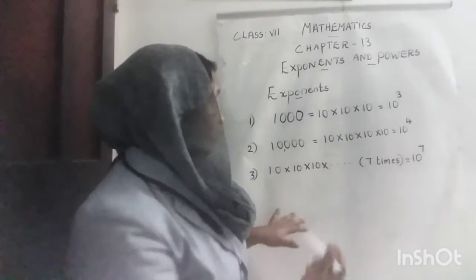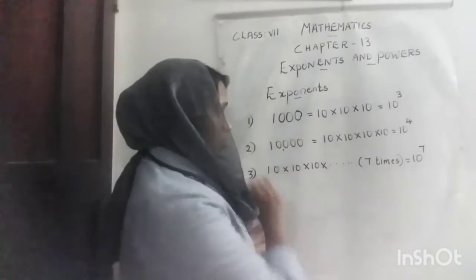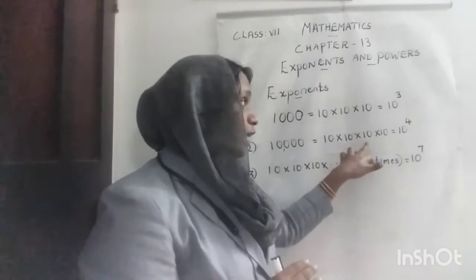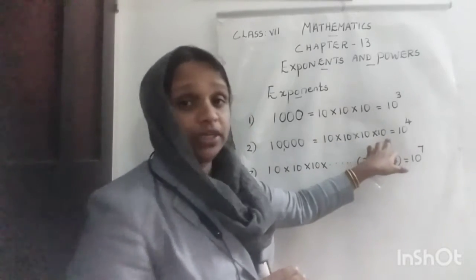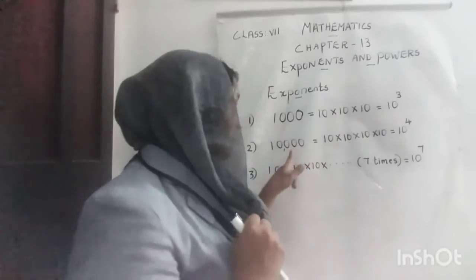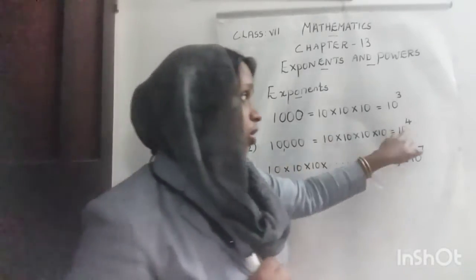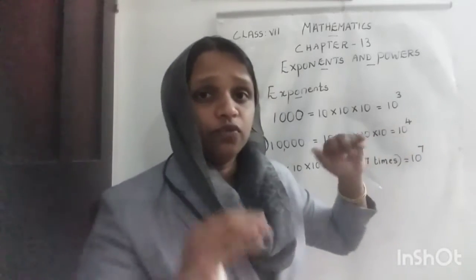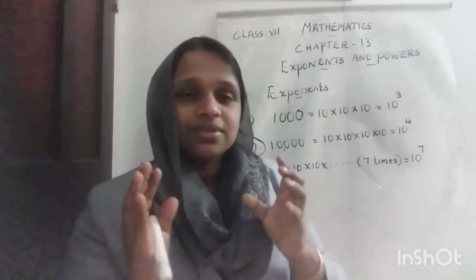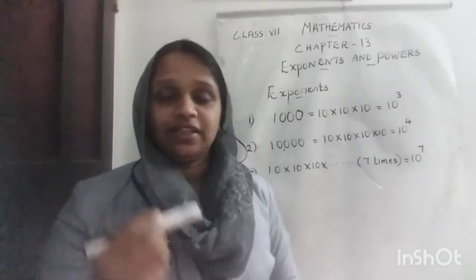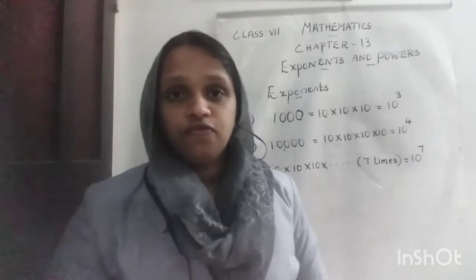Okay, next, 10,000. Similarly, how can we write this? 10 into 10 into 10 into 10. Yes, 10 repeating 4 times. Thus we get 10,000. So we can write this in the simplest way as 10 raised to 4. We are reading it like that, 10 raised to 4.